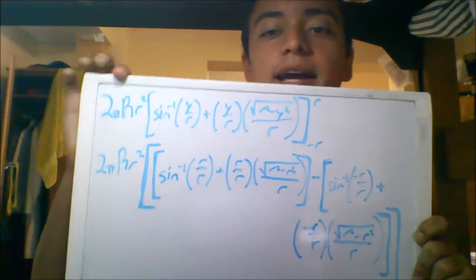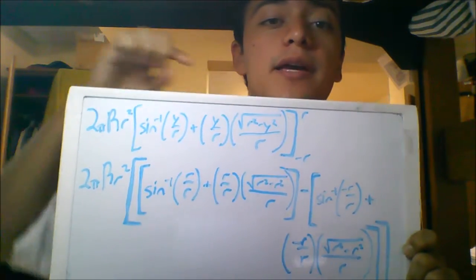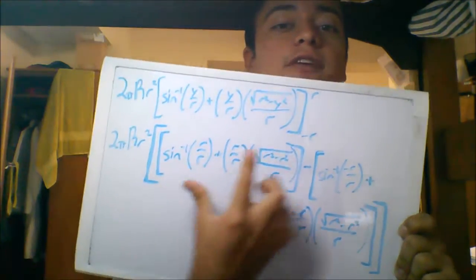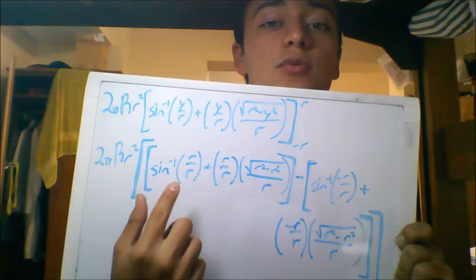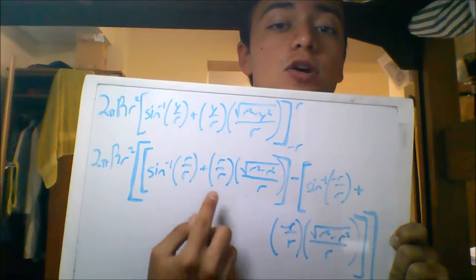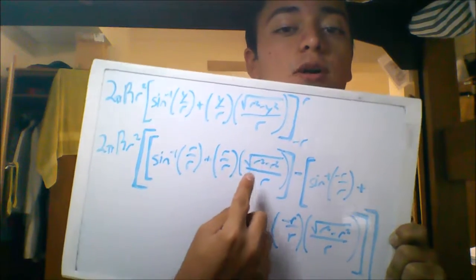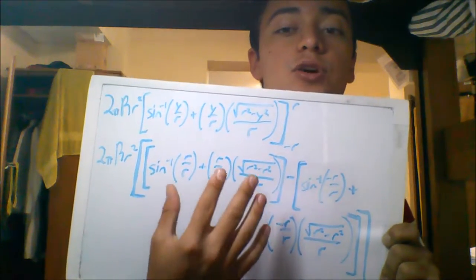Now we have this equation, and we're going to be plugging in negative r and r. This kind of went off the whiteboard here, but we have the inverse sine of r over r, which is just 1, plus r over r again, which is 1, times r squared minus r squared, which is 0. So in this part, we're going to end up with the inverse sine of 1.